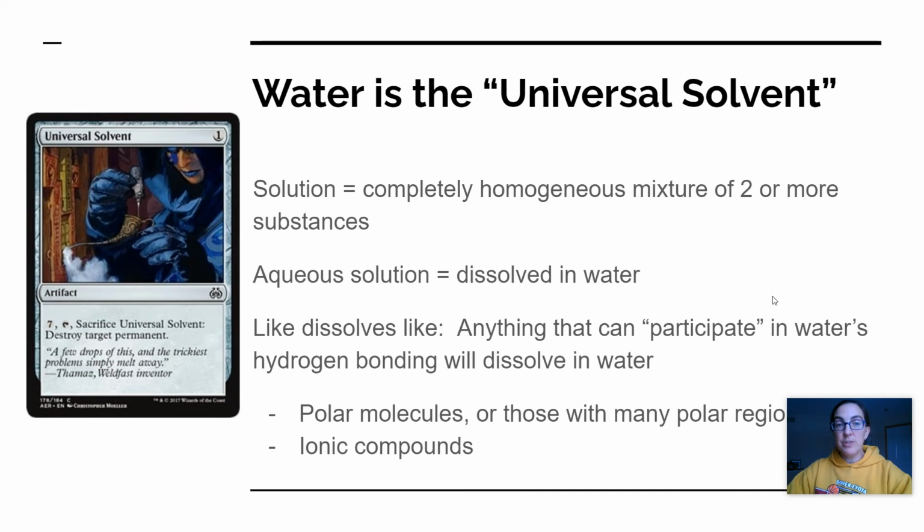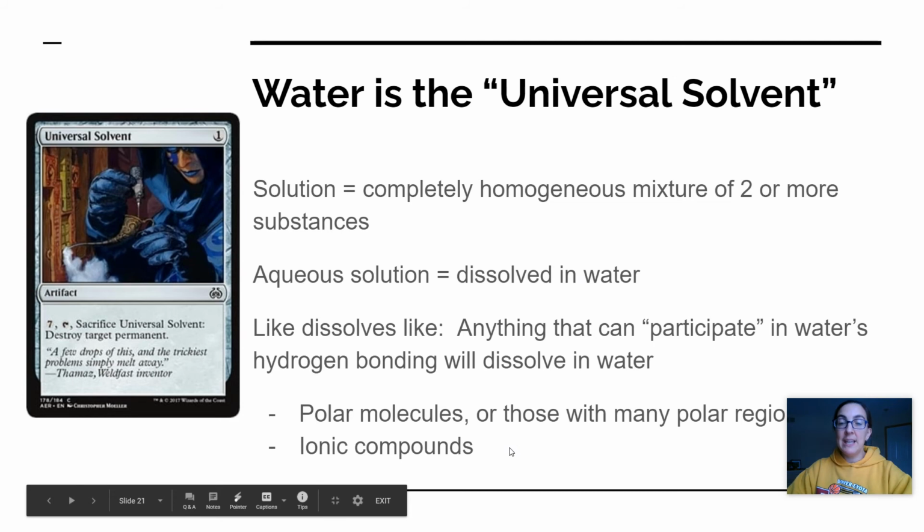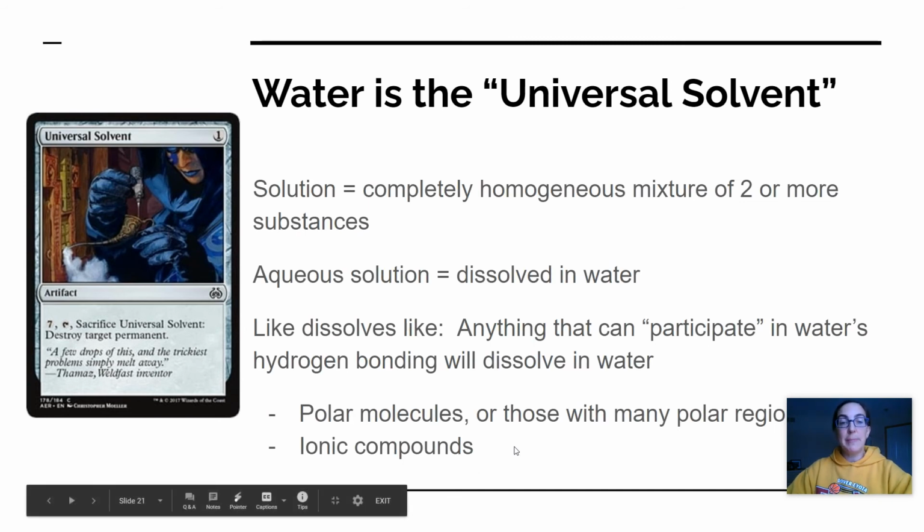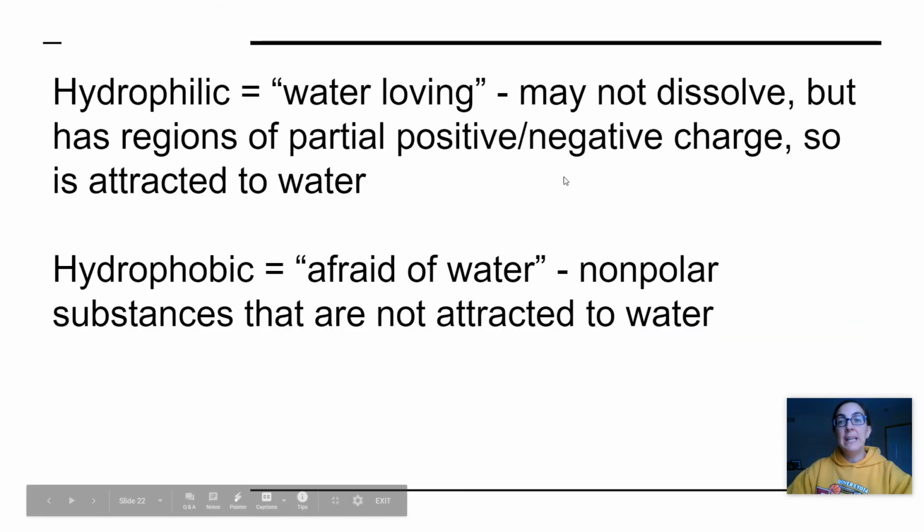So there are a couple of vocab words on here to review. The most important thing to remember about water is that anything that is either polar or ionic can participate in water's hydrogen bonding. If it has slight positive and negative regions, it will dissolve in water. Even if a molecule isn't completely polar, if it has partial regions of positive and negative charge, it will still mix in with water, and it's attracted to those water molecules. So we call those hydrophilic molecules. Molecules that are almost completely nonpolar are called hydrophobic.